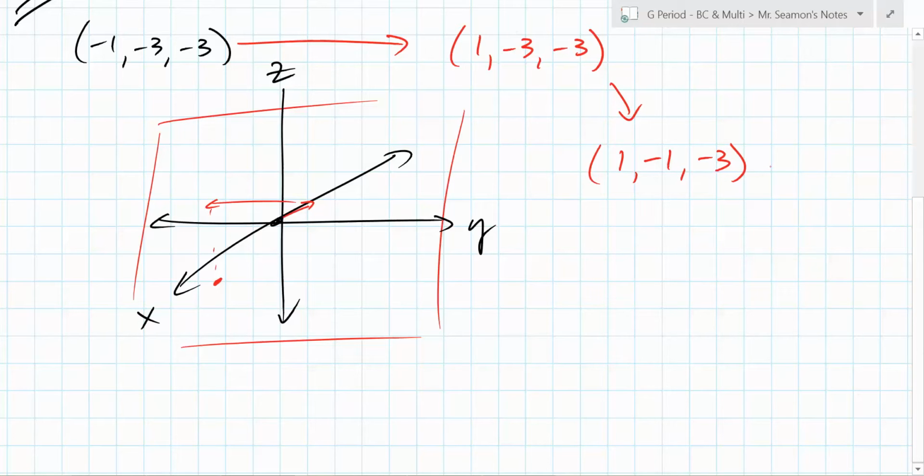And walk 2 units to the left and turn. You walked 2 units forward, turn left, walk 2 units. What is your final position? Right there.